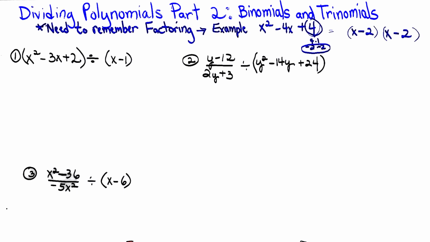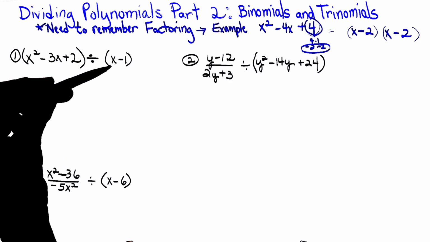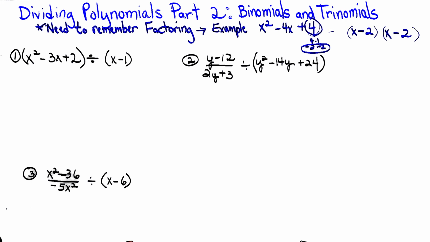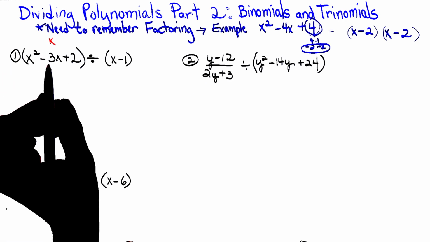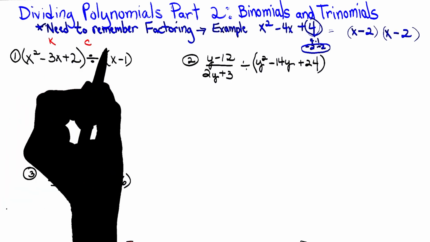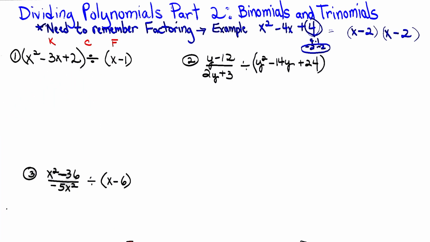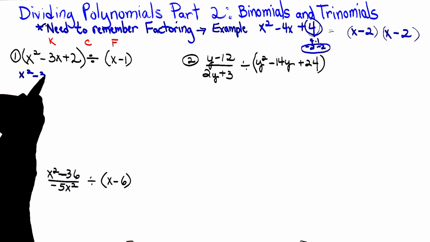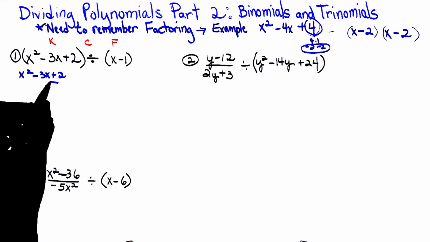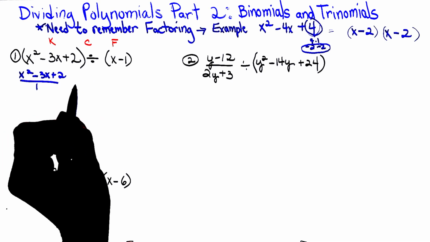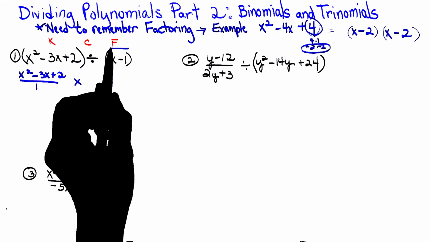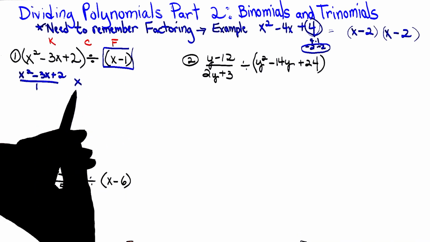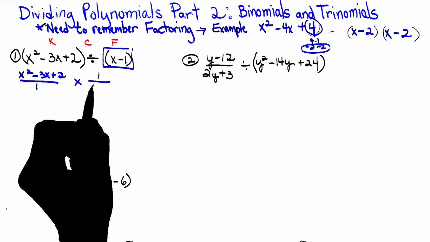Let's look at number 1. We have x squared minus 3x plus 2 divided by x minus 1. Remember, we are going to have to keep this the same. We're going to change the sign to multiplication, and here we're going to flip it. We're going to write the reciprocal. So before I do any work, I'm going to go ahead and do that. I'm writing x squared minus 3x plus 2, and I'm putting all of that over 1. I'm changing my sign to multiplication, and I am going to write the reciprocal of x minus 1, and that is 1 over x minus 1.